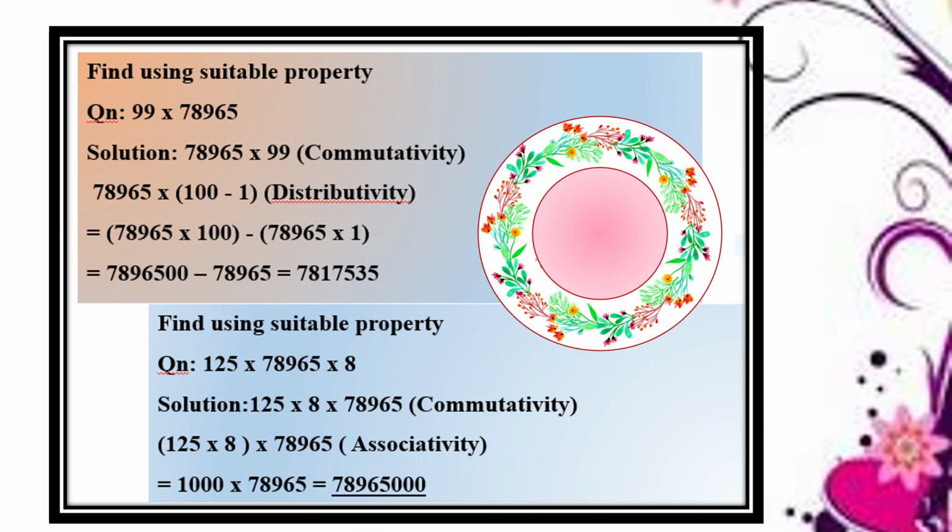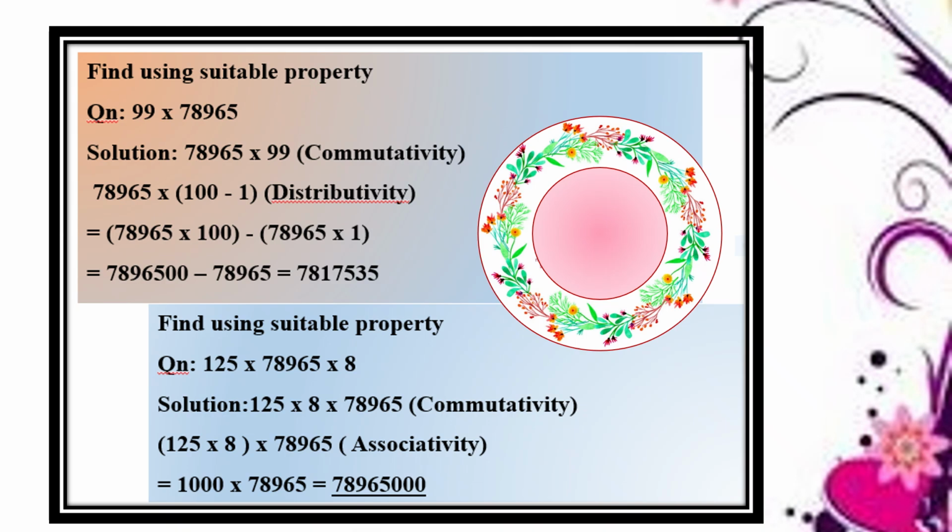Next one, three numbers are getting multiplied. So among these, if two are paired, especially when we see 125 and 8, if you pair those two, the result is 1000, and that when multiplied by 78965, the answer obtained is 78965,000. So here we are using associative property as we are grouping the two numbers as per convenience.